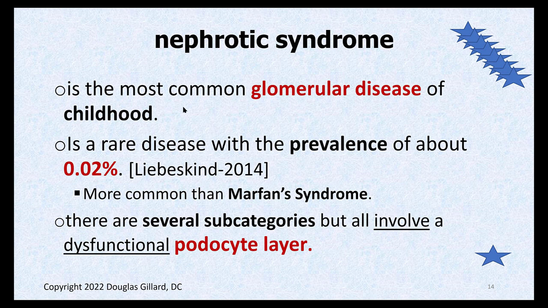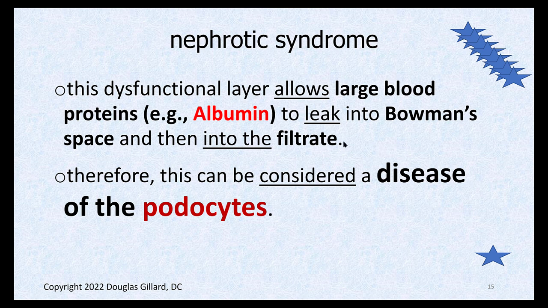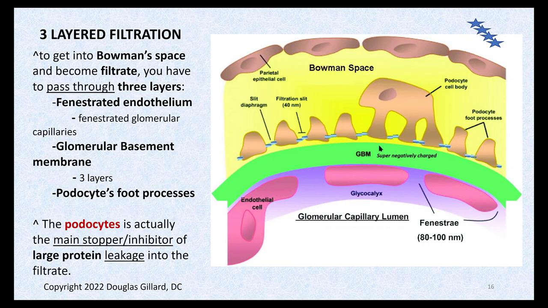Some fun facts. It's the most common glomerular disease of childhood. It's rare, though not as rare as Marfan's. It's twice as common as Marfan, but it's still really rare. 0.02% of kids have this disease. And it's really a problem with the podocyte layer. We'll look at that in a second. These kids leak albumin into the filtrate, and the filtrate, of course, becomes urine. So albumin's not in the blood, and without albumin, you can't siphon off the interstitial fluid like you're supposed to. And the podocytes are the problem, so I'm not going to get into the physiology weeds on this.